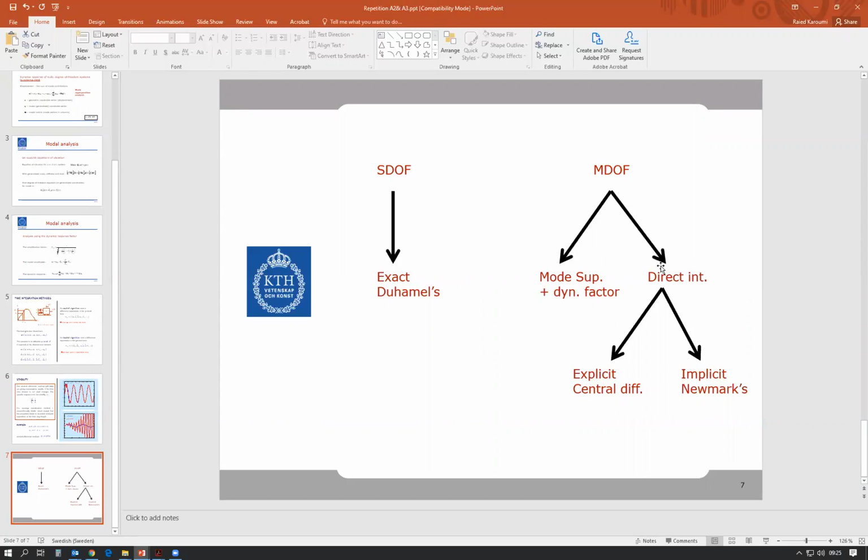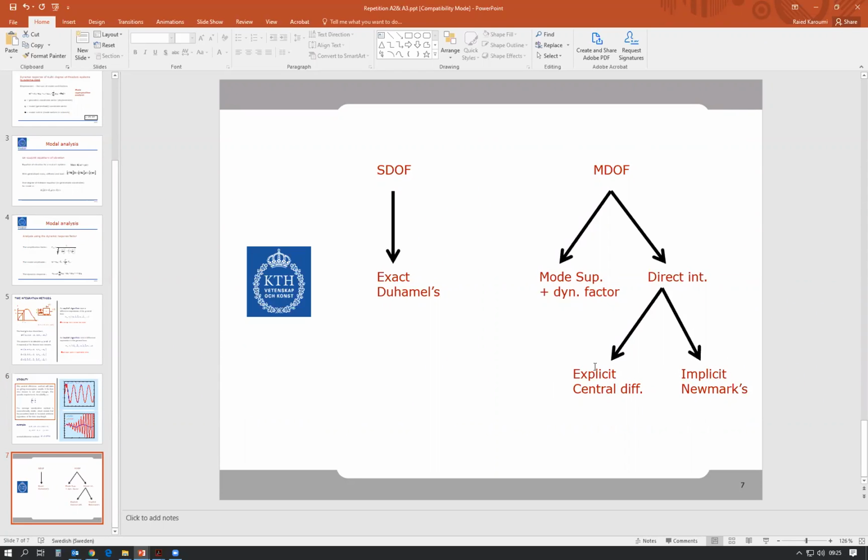But we can also use direct integration methods, which was the lecture by Ignacio. Here we can choose explicit or implicit. And there are, as I said, advantages and disadvantages with both of these methods. In the majority of our cases, we use the implicit methods.